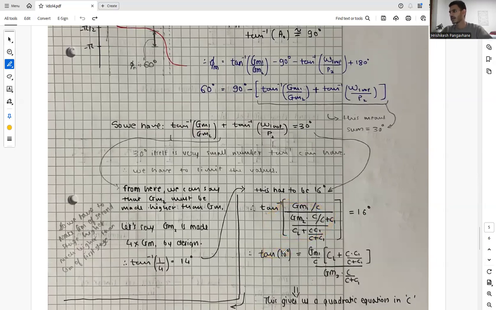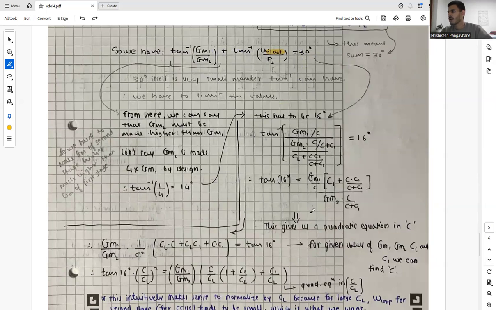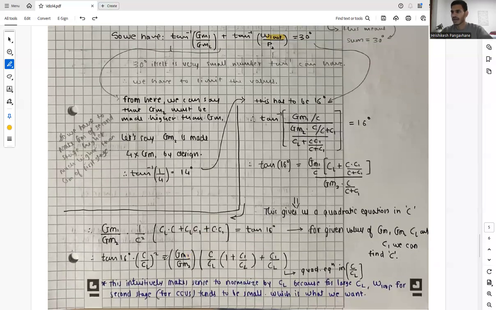So tan 16 will become this term, and we have done nothing but put the value of omega 2 and p2 in our equation. This is our omega loop value, and this is where our p2 lies. So this gives us a quadratic equation in C, and after resolving a little bit, we will get this equation. Let's write it as a quadratic equation in C by CL. So this is how our quadratic equation will look.